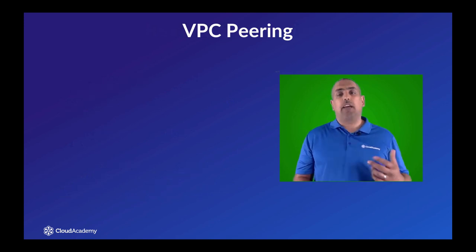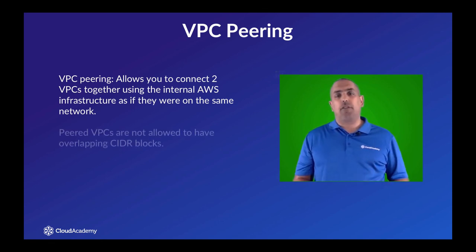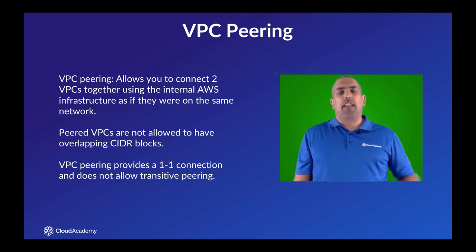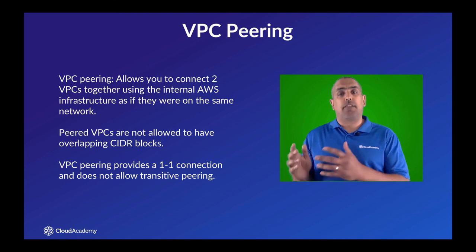I then looked at VPC peering. Now, VPC peering allows you to connect two VPCs together, using the internal AWS infrastructure as if they were on the same network. There are some key points to bear in mind, mainly that the two VPCs are not allowed to have overlapping CIDR blocks, and VPC peering provides a one-to-one connection, and so does not allow transitive peering to a third VPC. For example, if you have three VPCs connected, VPC 1 connected to VPC 2, and VPC 2 connected to VPC 3, then VPC 1 would not be able to connect to VPC 3.